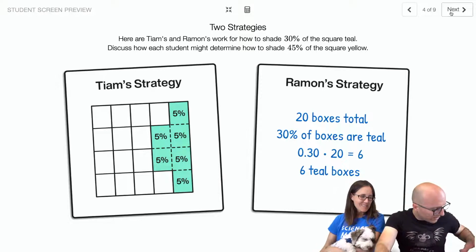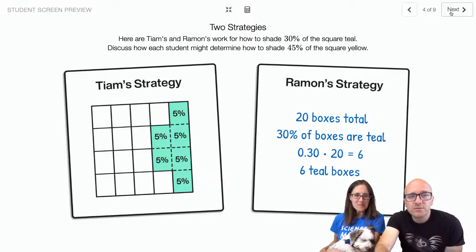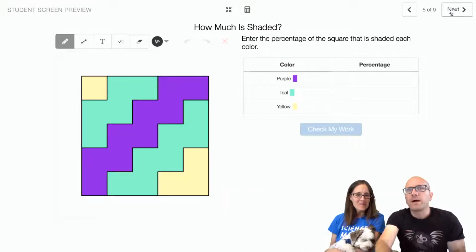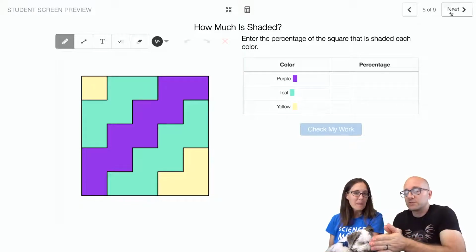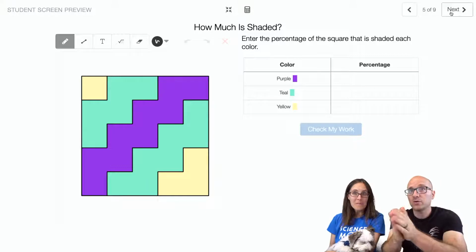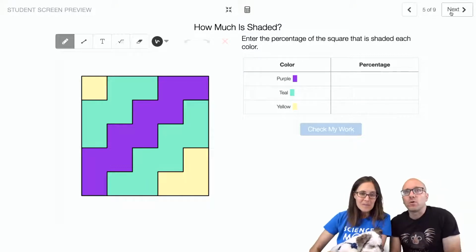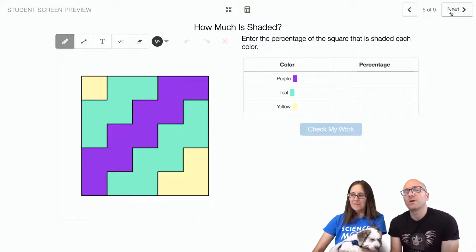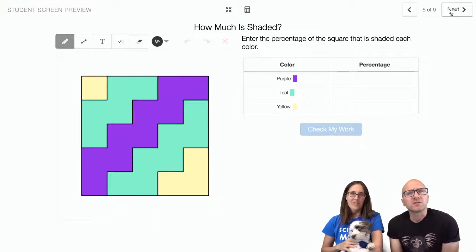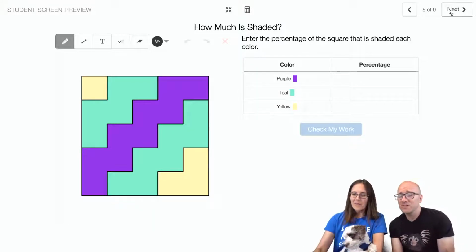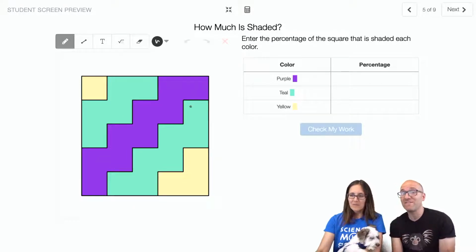All right, we are moving on to the next two screens now, Science Mom, and this is going to be kind of cool. So we're actually just going to do this one together right now with the help of the chat. So what percentage of the square is shaded purple? Let's quickly count. How many rows and how many columns? I count 1, 2, 3, 4, 5 rows and 5 columns.